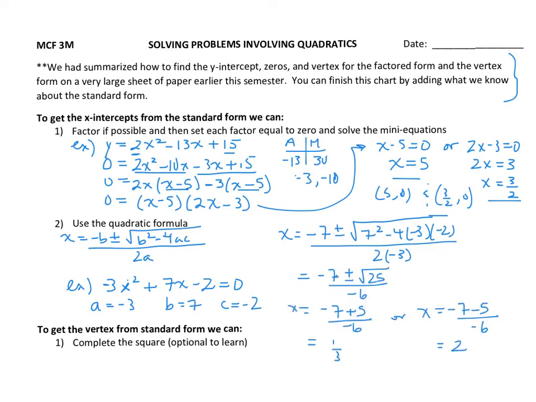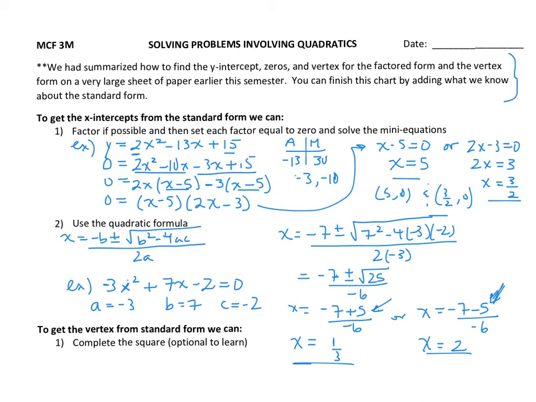So we ended up with a square root of 25, which actually we can take the square root of and get a nice answer of 5. And then we break that into the two pieces. We've got one piece here where we're using the plus 5. We've got the second piece over here where we're using the minus 5. In simplified form, either x is equal to 1/3 or x is equal to 2. So those are our two answers for that one.